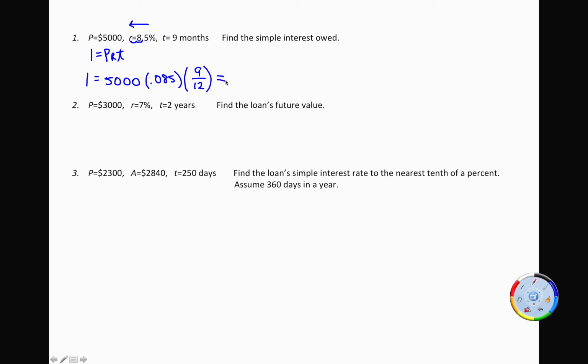Okay, and then we can just enter that in our calculator to find the interest. So that's 5,000 times 0.085 times 9/12, or $318.75.